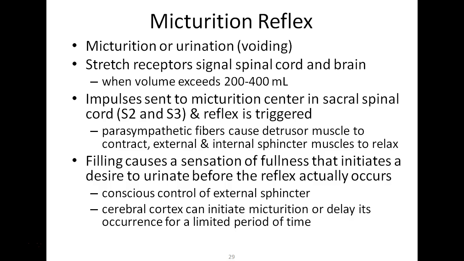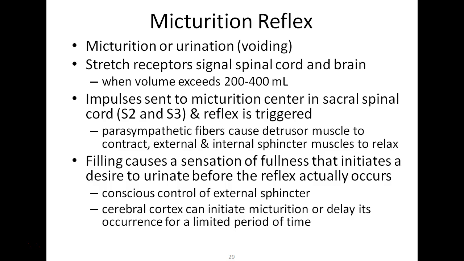What we then get is a process called micturition, or urination, or voiding the contents of the bladder. What happens is we have stretch receptors embedded in the walls of the bladder that signal the spinal cord and the brain that it's time to release the contents. That happens when volume exceeds about 200 to 400 milliliters, depending on the person and their age. Impulses are sent to the micturition center in the sacral spinal cord.